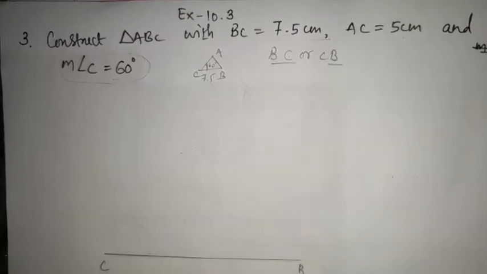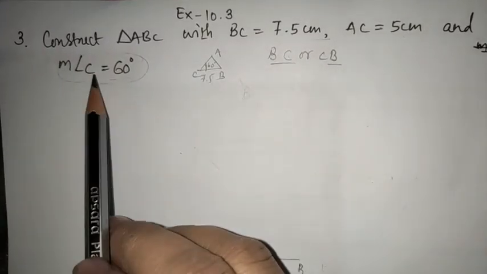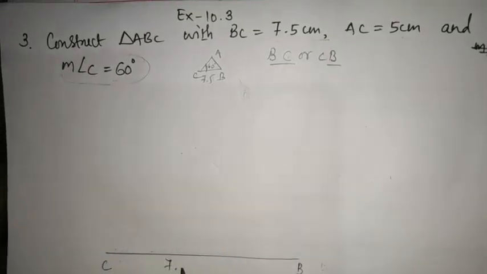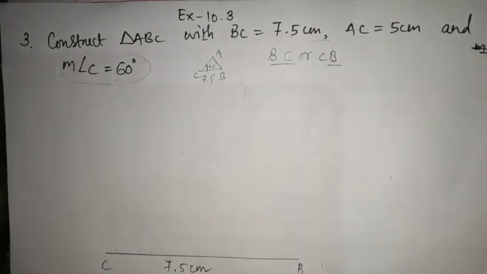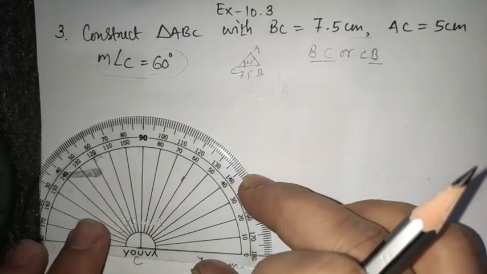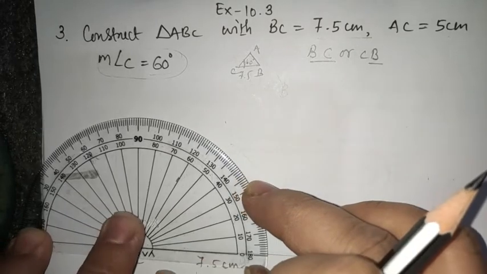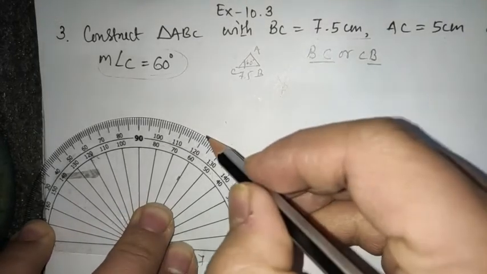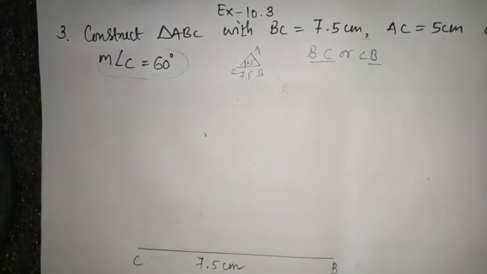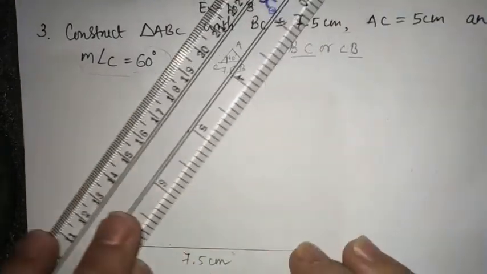Okay. Now according to the question we have to make 60 degree first. After this 7.5 we have to make 60 degree, for which I'll be using the protractor, or you may use the compass. Okay, no problem. So to make 60 degree here, just see, 60 degree lies over here. Pass a straight line through this dot. Okay.